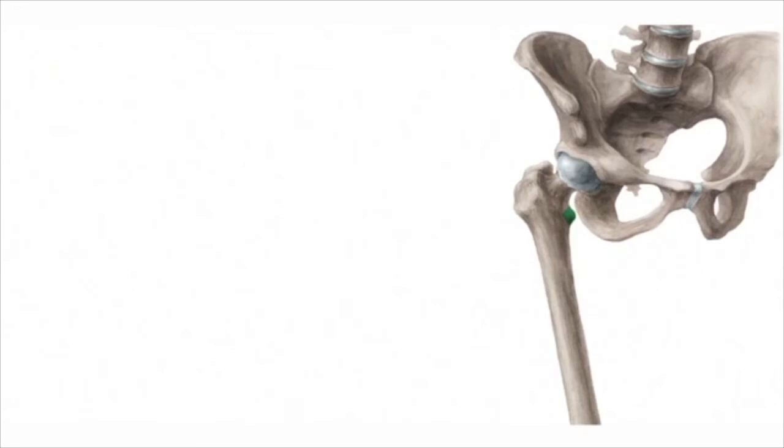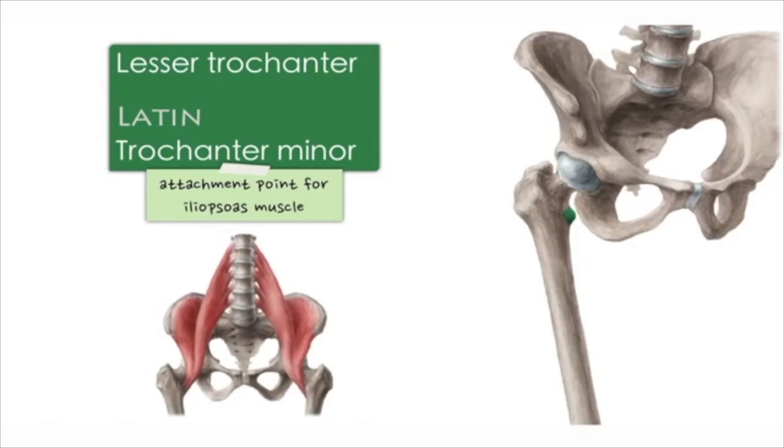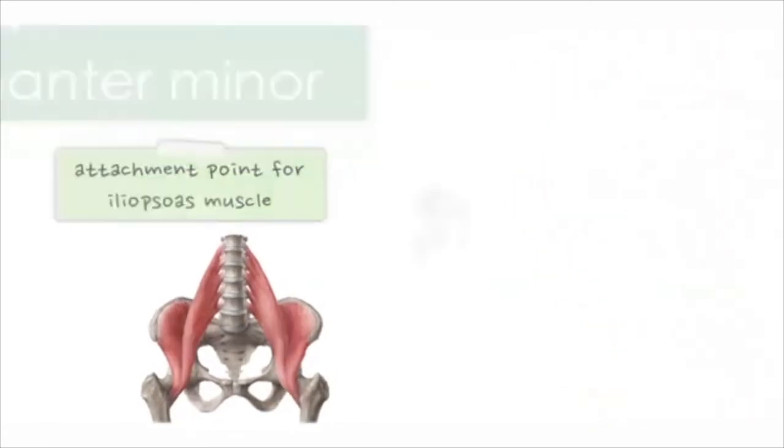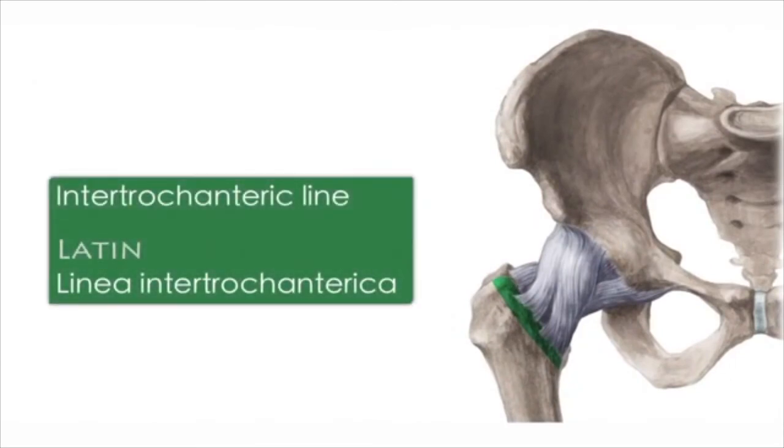If you have a greater trochanter, you have to have, of course, a lesser trochanter. And the lesser trochanter is a small prominence that you find on the posterior medial aspect of the proximal femur shaft. And it serves as an attachment to a very important muscle known as the iliopsoas muscle. Now, between the two trochanters, you find a line. This line is known as the intertrochanteric line.